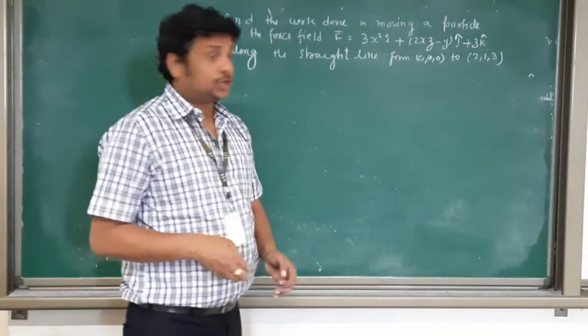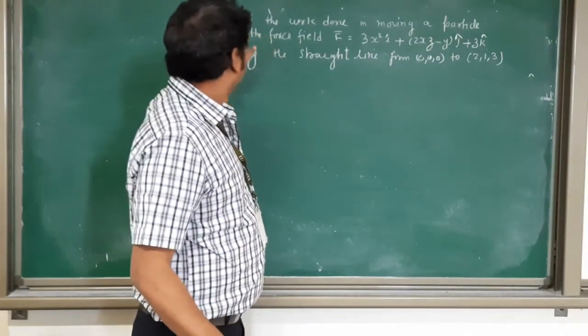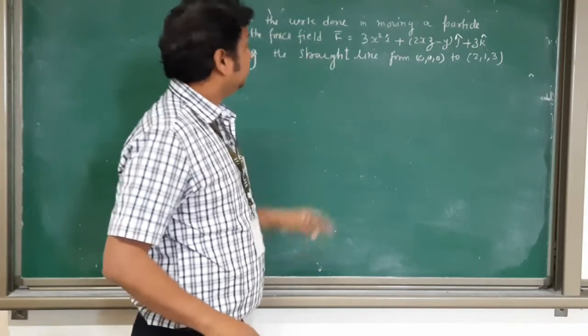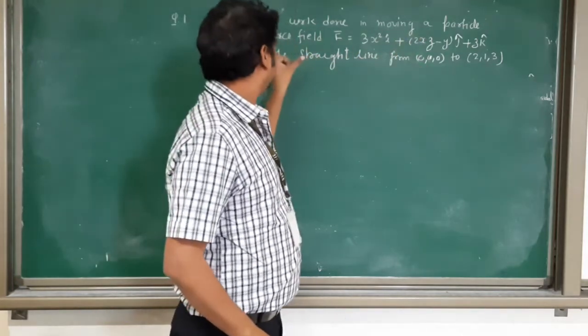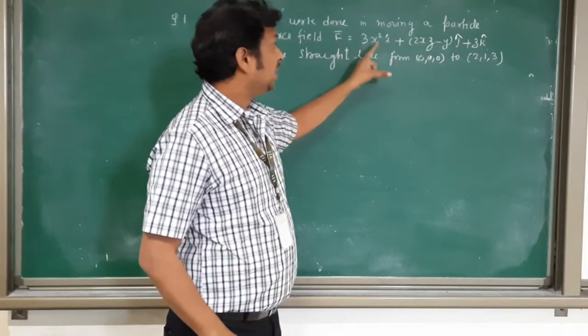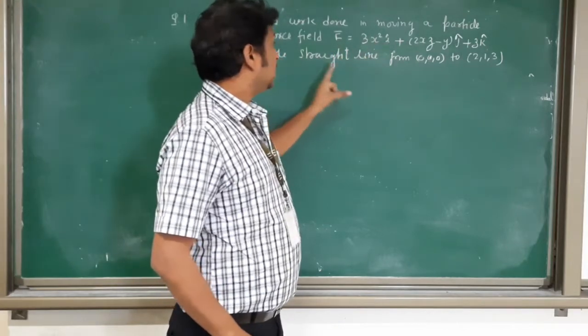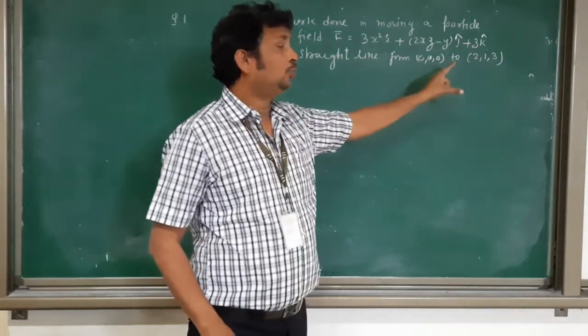Now we do the question. First question is, find the work done in moving a particle in the force field F given along the straight line from (0, 0, 0) to (2, 1, 3).